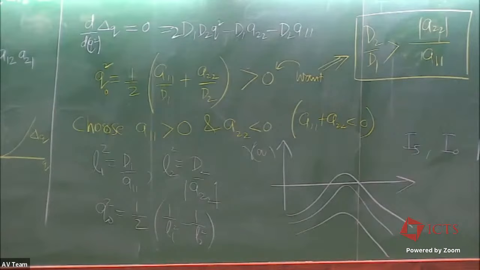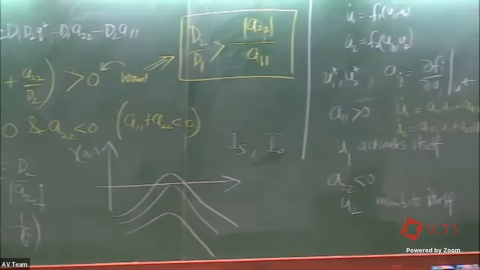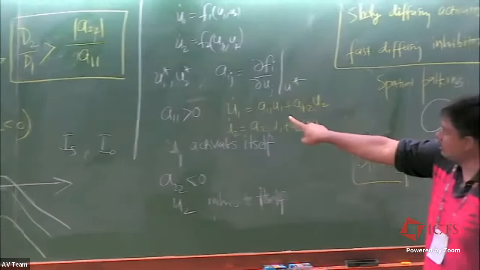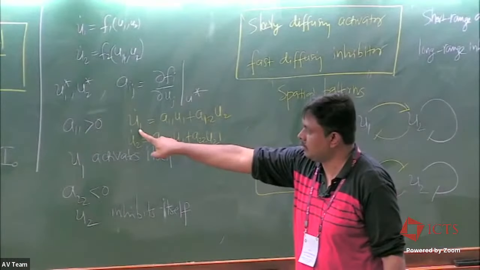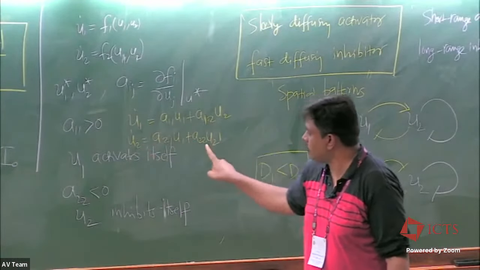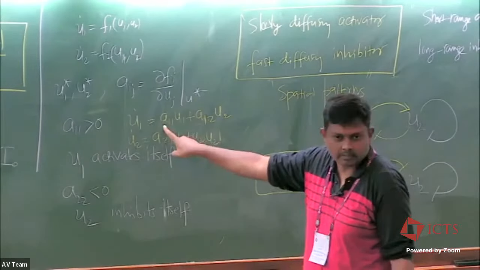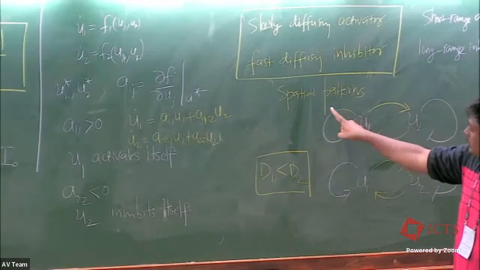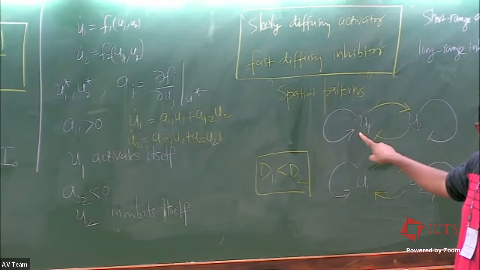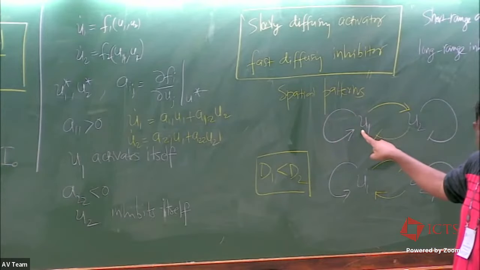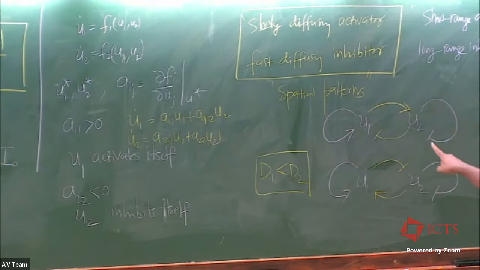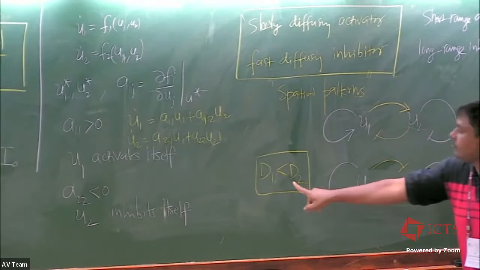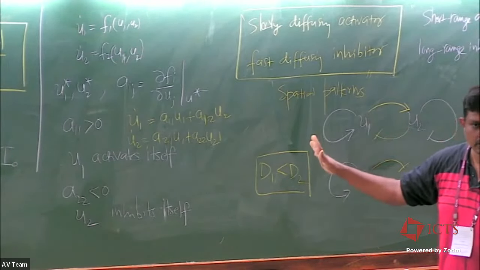So an activator is something which makes more of itself. Look at it again in the linear approximation. U1 increases U1, U2 decreases U2. Remember, A22 is negative, A11 is positive. So U1 is something which activates itself. This is shown in chemistry by showing an arrow. U2 inhibits itself. This is like an inhibitory signal. And so if these two conditions, with diffusion, are satisfied, well and good.